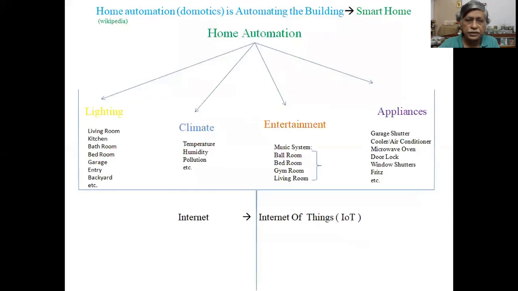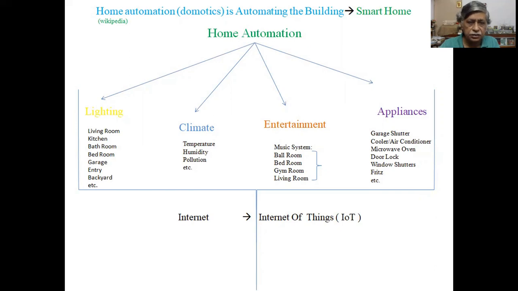Well, home automation, which is otherwise called domotics, is an automating building system, which is otherwise called technically smart home. The smart home automation comprises of controlling the lighting of the different rooms, controlling the climate inside a house, then entertainment control, and also controlling different kinds of home appliances.